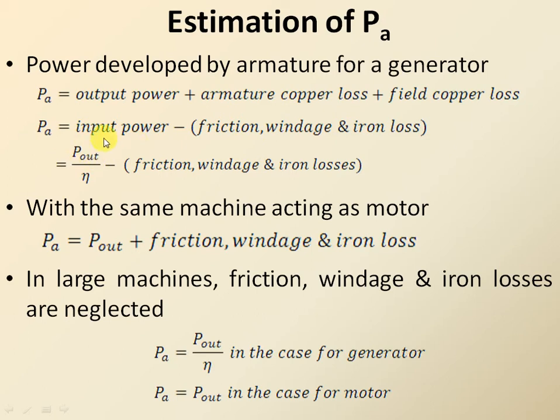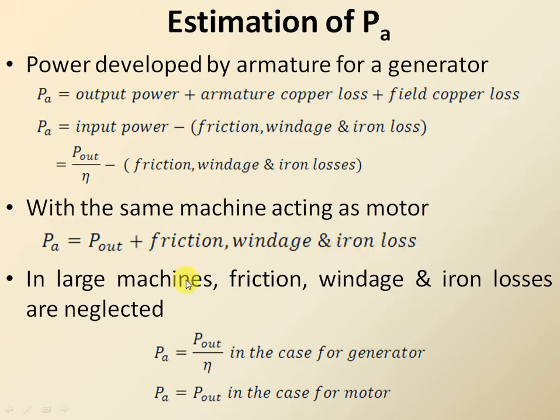PA is equal to input power minus friction, windage and iron loss. This is in the case of a generator. Instead of input power, we can easily write it as output power divided by efficiency, minus friction, windage and iron loss. And the relation for the motor is also shown here. You don't have to learn these relations by heart. You just need to know the power flow diagram, then you will be able to write these relations from there.